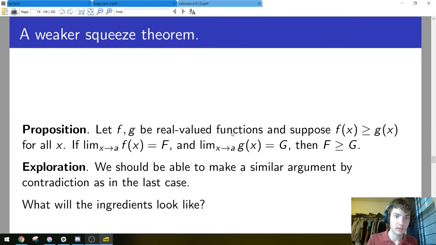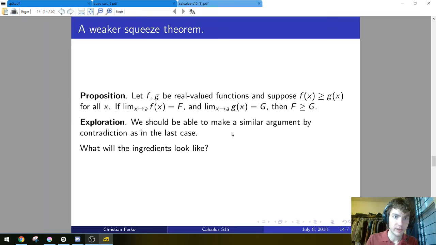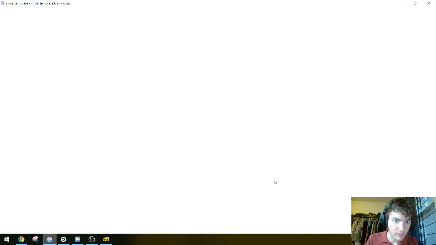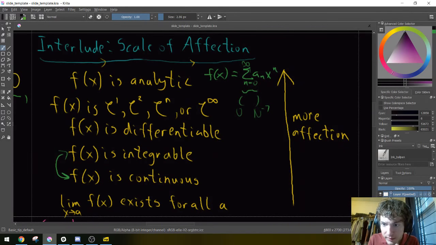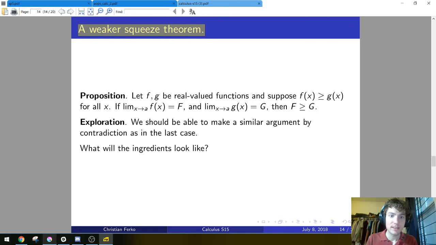Okay, so this is related to, remember the squeeze theorem we saw a while ago. I don't know if I still have it open in Krita. Well, you're too laggy, Krita. The squeeze theorem that we saw before involved three functions. That one had f, g, and h, and if one of the functions was between the other two, then the limit had to be between the other two.